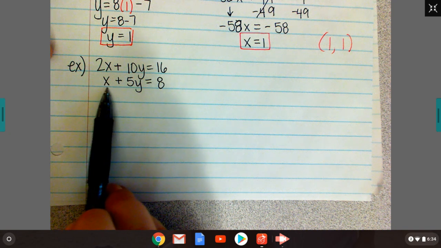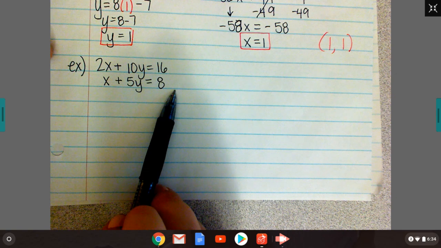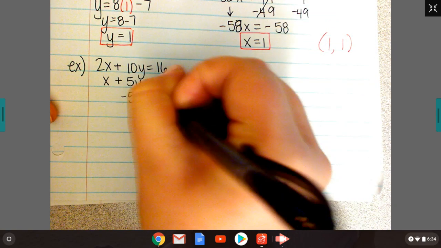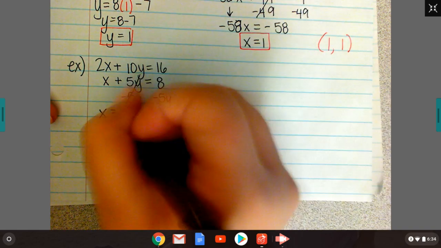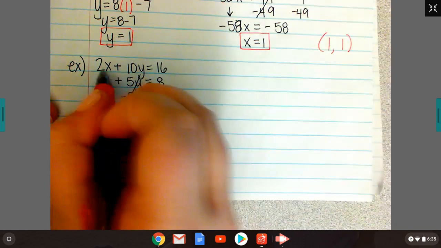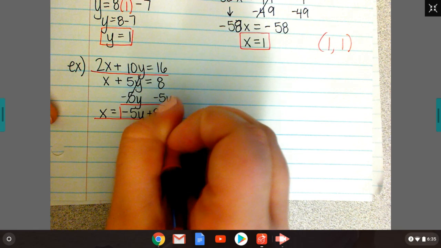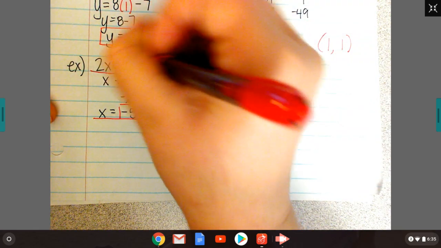But this x would be really nice and easy to solve for, because all I have to do is move 5y to the other side. So let's do that. Let's move our 5y to the other side. And now this equation becomes x equals negative 5y plus 8. So now my two original equations are here and here, and I can take this version of x and put it in this spot.